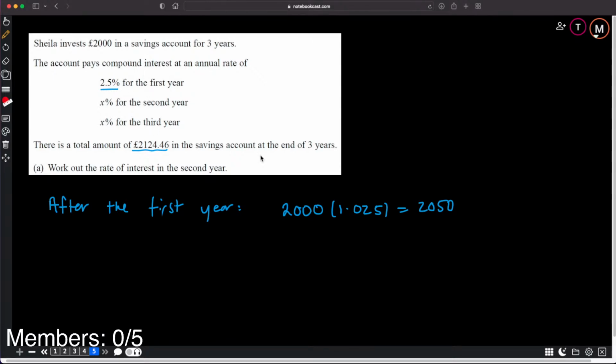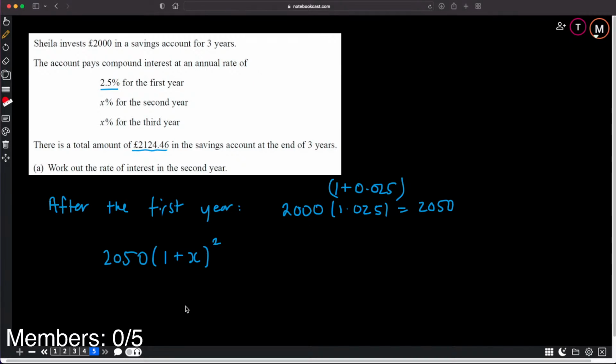So we start with, after the first year, £2,050. Then we multiply by what? We multiply by, let's call it, 1 plus x. Okay? So notice when we increase by 2.5%, we do 1 plus 0.025. That's our multiplier. Here we're increasing by x%, so we're doing 1 plus x. And we do that for 2 years, so we're going to square that.